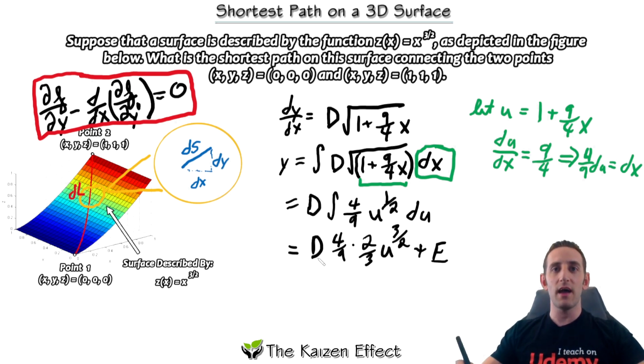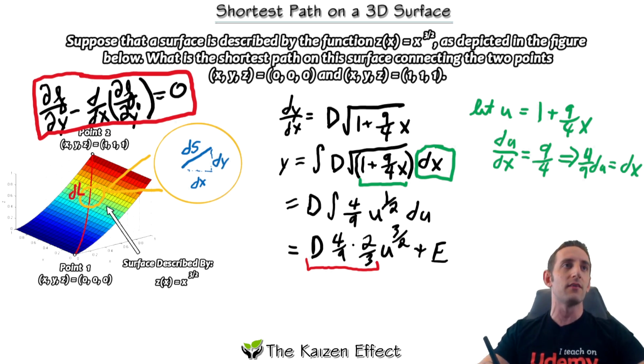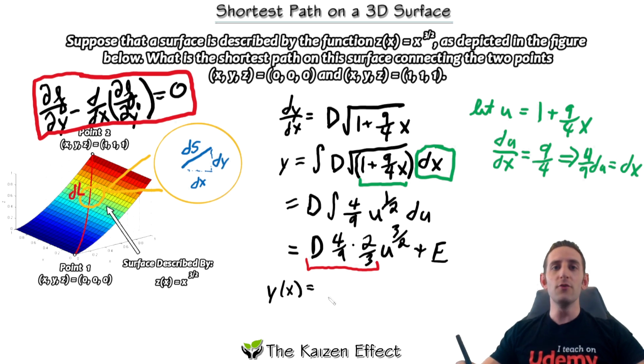So what I'm going to say is that all these guys, if you take a constant d, multiply by a constant 4 over 9, another constant 2 over 3, what does that get you? That gets you another constant, right? So we're going to simplify our life. We're going to say y sub x is equal to a new constant. We can't use e. I'm going to call it an f. We're going to say, yeah, that's just f times u. Well, u is 1 plus 9 over 4x.